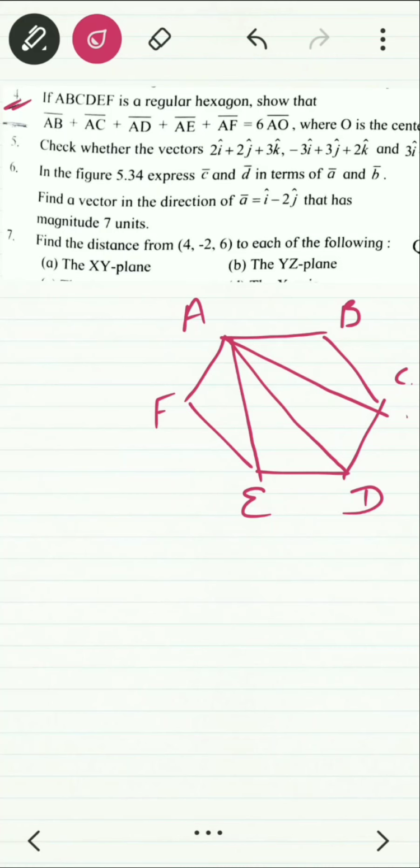Now since the figure is a regular hexagon, we have opposite sides to be equal. So AB and ED are equal. Similarly, AF and CD are equal. That way all the sides are equal, but for proving the fact, we need the opposite sides. And therefore we say that AB bar is equal to ED bar. We keep this in mind. And similarly, AF bar is equal to CD bar.